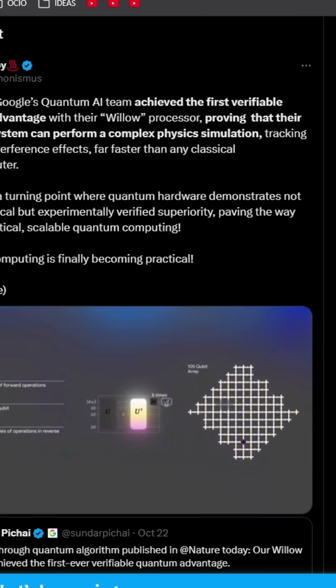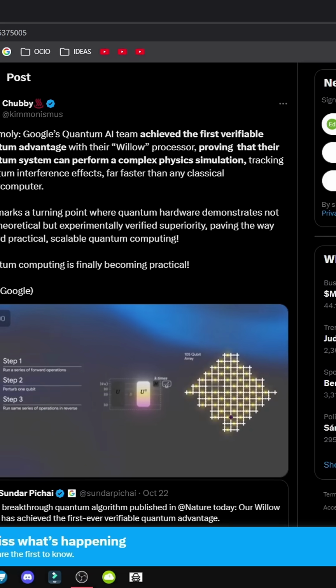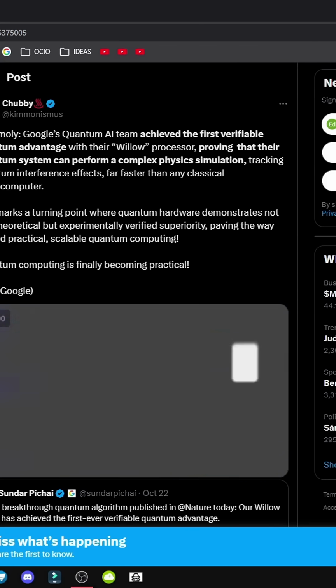The most impressive part isn't just the speed, but that the result is verifiable and reproducible. Another quantum computer can verify it. That had never happened before. Quantum results were theoretical, but now they're measurable, repeatable, and useful.